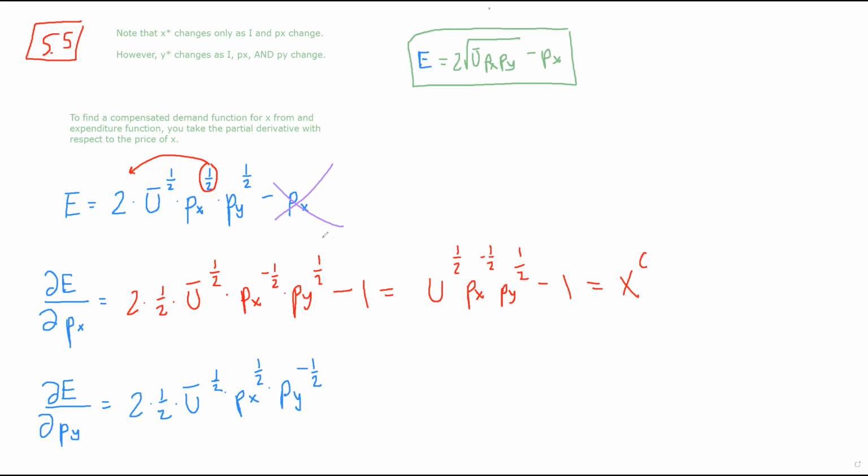So you will no longer have that px term. So we have u bar to the 1/2 times px to the 1/2 times py to the negative 1/2, and that's it. There is no further term because the px went away. This is your compensated demand function for y. All of this is part C.